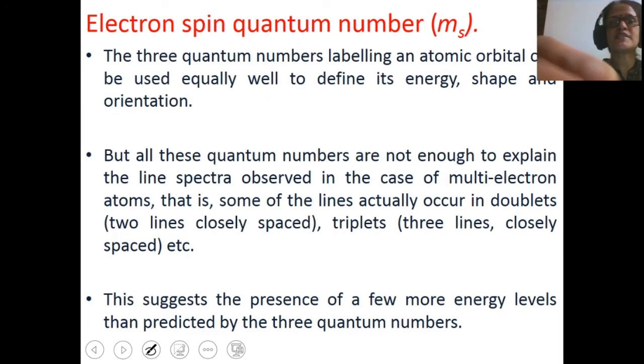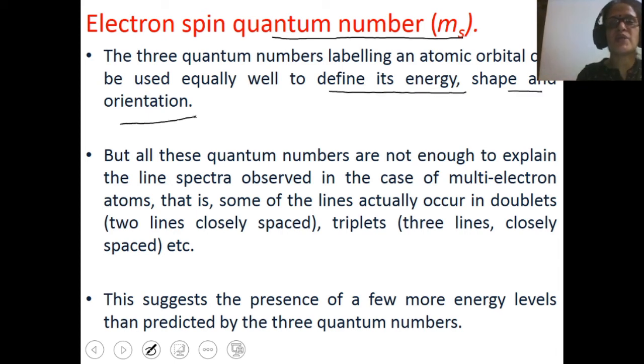Now I want to discuss the last quantum number, which is the electron spin quantum number. The three quantum numbers which we have discussed just now can be used to define its energy, shape and orientation. But all these quantum numbers are not enough to explain the line spectra observed in the case of multi-electron atoms. Children, in the case of multi-electron atoms, their line spectra consist of some lines which actually occur in doublets.